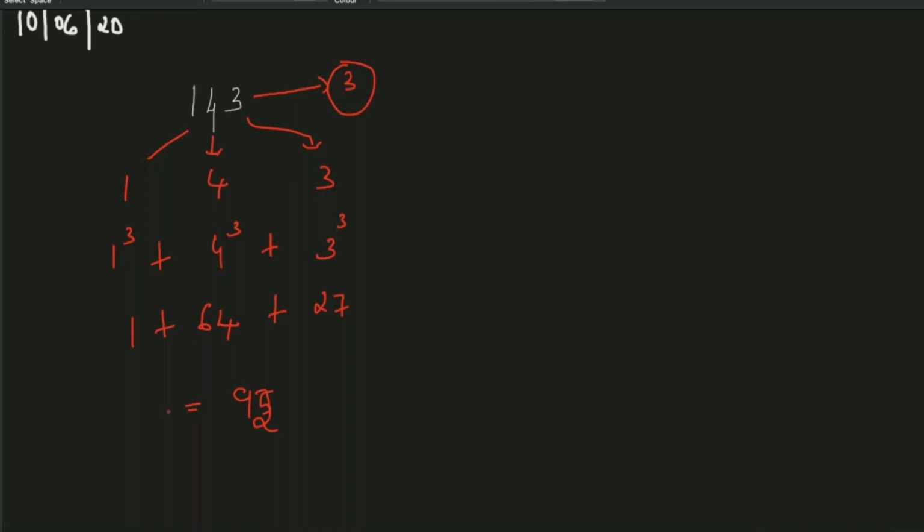So at the end of it, I will compare whether 92 is equal to 143 or not. No, right? 92 is not equal to 143, and this is not called an Armstrong number. I'll print it as not an Armstrong number.